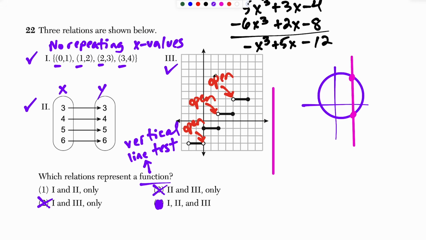If I want to turn the third one into something that's not a function, if one of these points here were closed like this, then when the vertical line is drawn in like this, see how it's hitting 2 closed points, and this would not count as a function anymore. Okay, but that's not the case. Notice that once again, we are open at this location, so all 3 work.